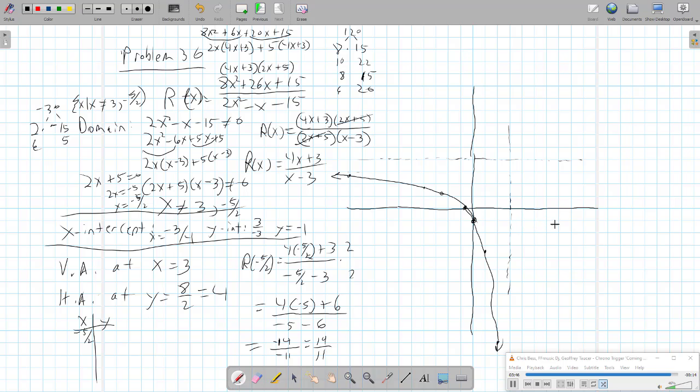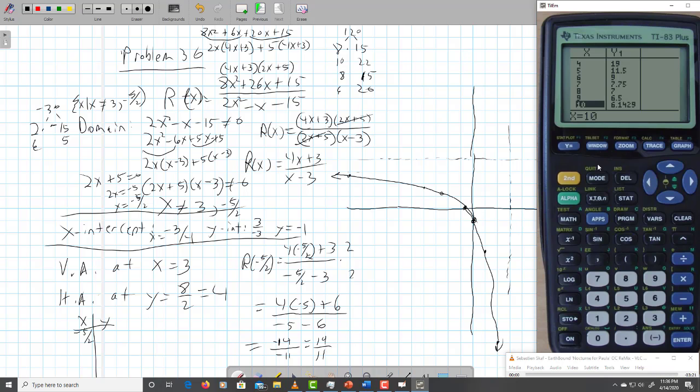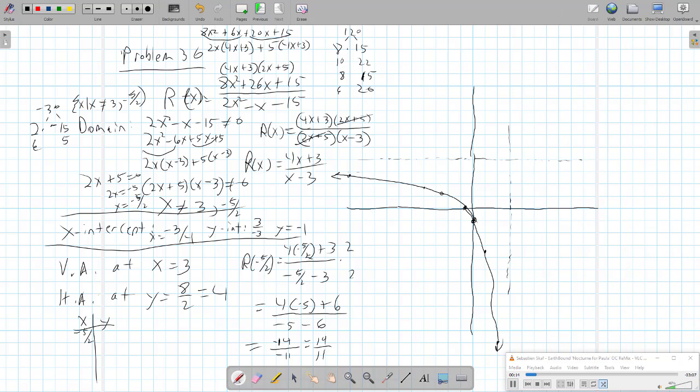And if we look on the other side of the vertical asymptote, you can see there, we might not be able to actually plot that point all the way up at 19, but you get the gist. 5 is 11.5. It's coming down towards 4 as well. So right there. 6 is 9.